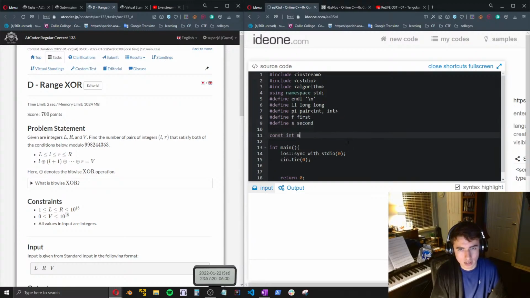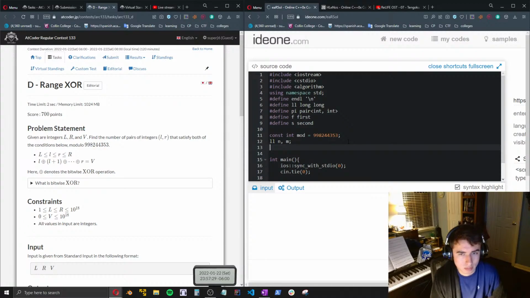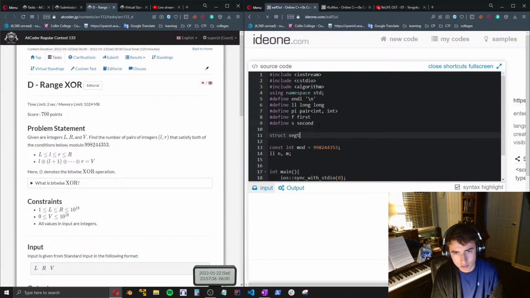Let's see. Mod 998244353, what's this int again? Because yeah, we're gonna need a segment tree. Oh, segment tree. Segment tree, oh, segment tree. You are the segment tree.